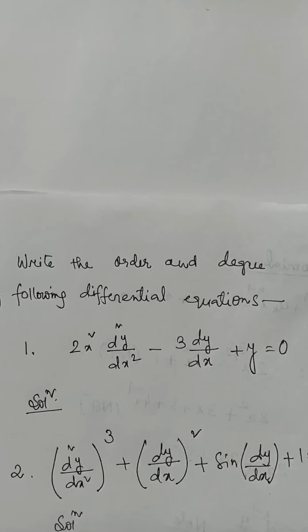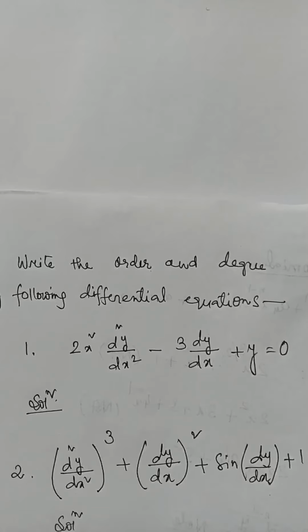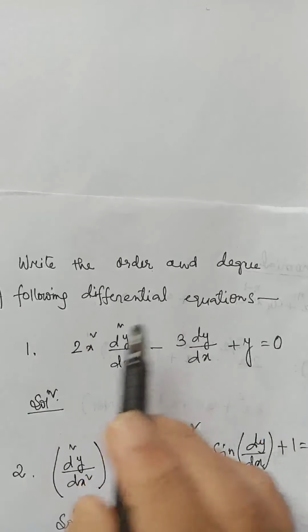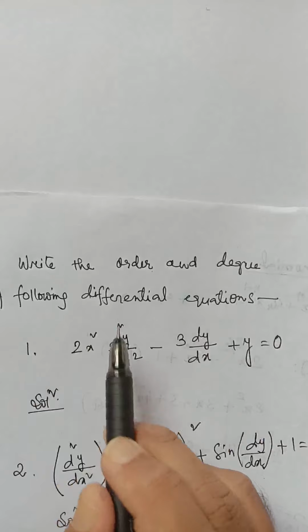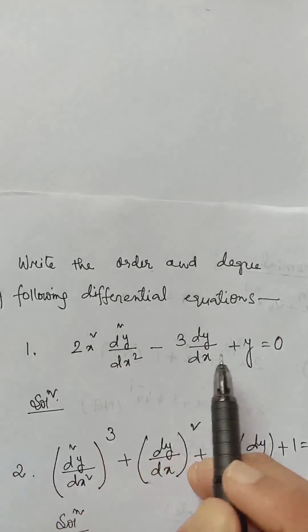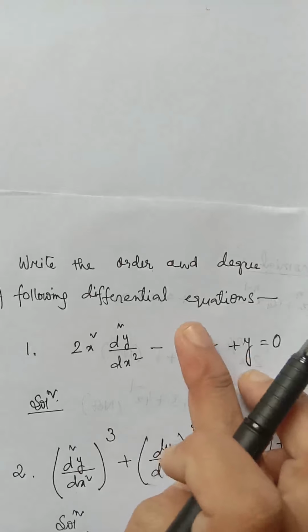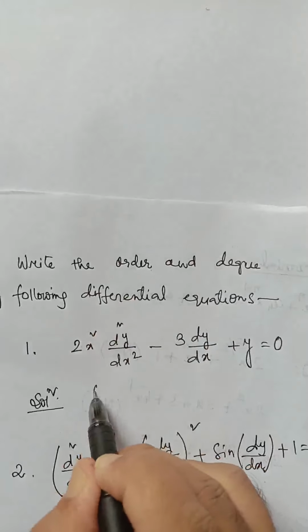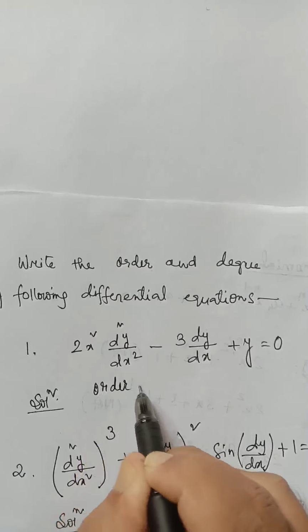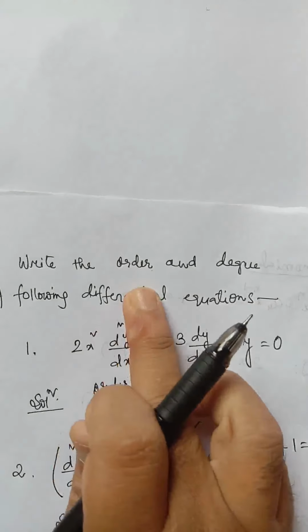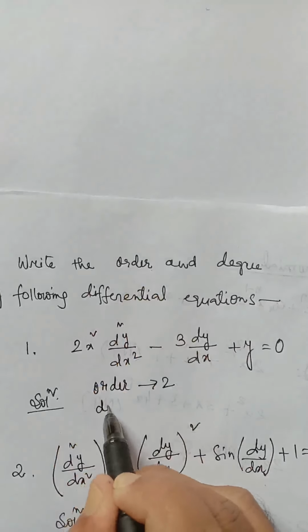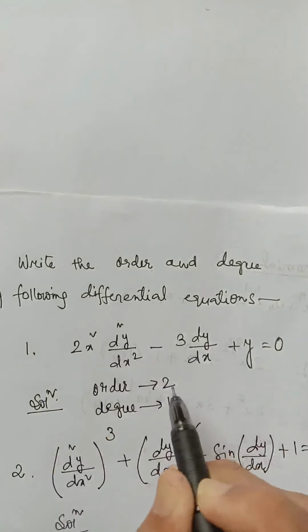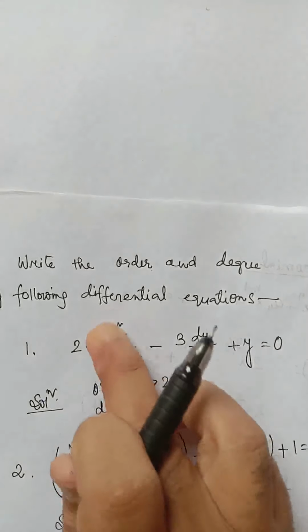Here I have taken some questions from the NCERT book. Write the order and degree of the following differential equation. This is question number 1: 2x square d2y by dx square minus 3 dy by dx plus y equal to 0. You can see the highest order derivative is second order, so its order will be 2. And degree of the highest order derivative is 1, so degree is equal to 1. So order is 2 and degree is 1.